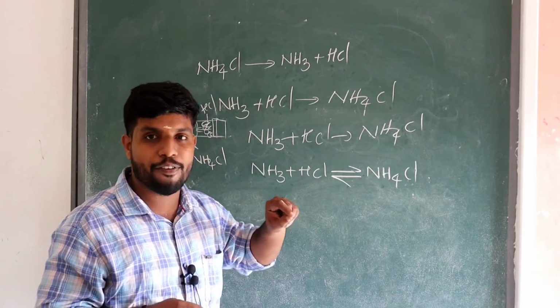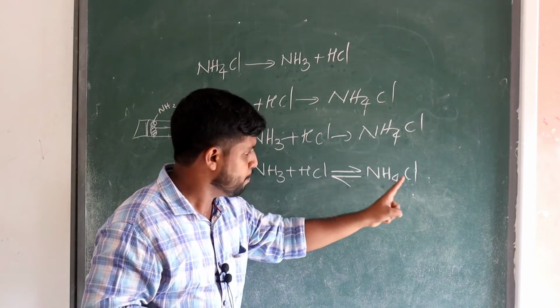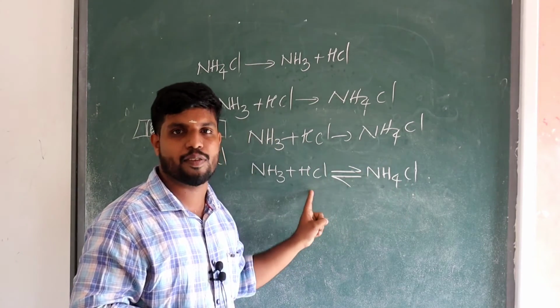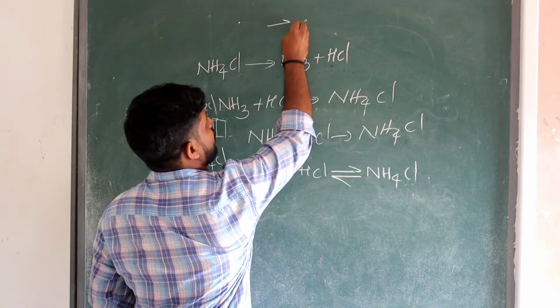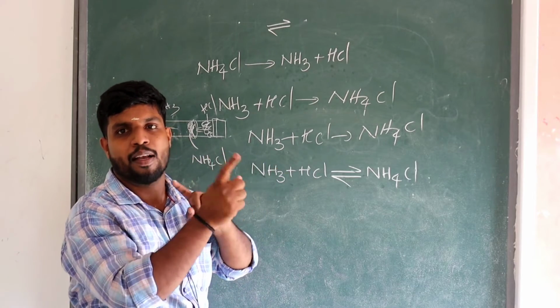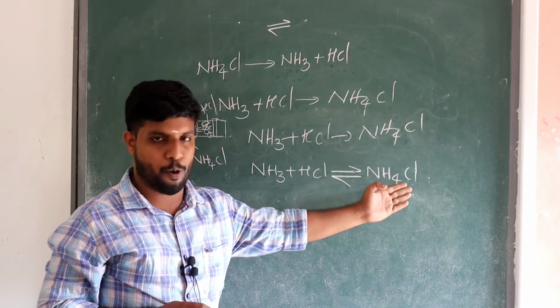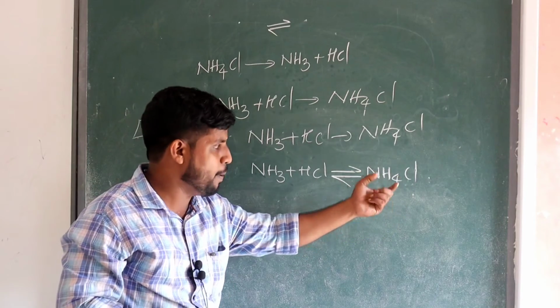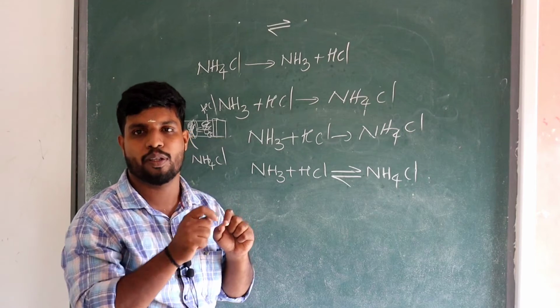So how can you identify a reversible reaction? By identifying this symbol. This implies the reaction takes place in both directions. So a reversible reaction is identified by using this type of symbol, which represents that the reaction takes place in both directions. Reactants combine and the product is produced, and at the same time the product is decomposed into reactants. So the reaction goes in both directions.